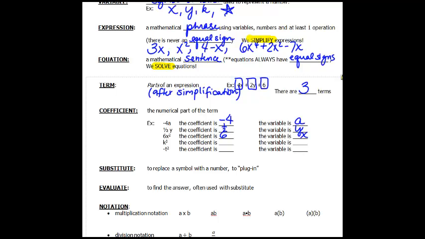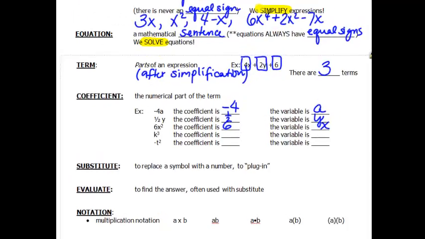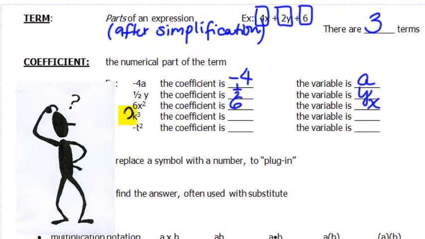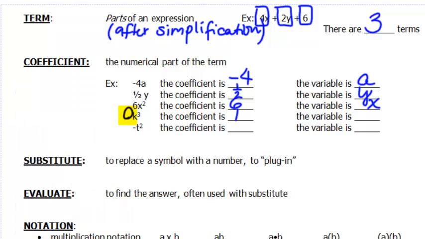K to the 3rd, what's the coefficient there? Think very carefully. What is sitting out here? There is a 1 sitting out there. We don't write 1s in math typically. My variable is k. My power is 3. But my coefficient is not 3, it's just a 1. That being said, what's the coefficient in -t squared? The coefficient in that case is -1 and the variable is t.